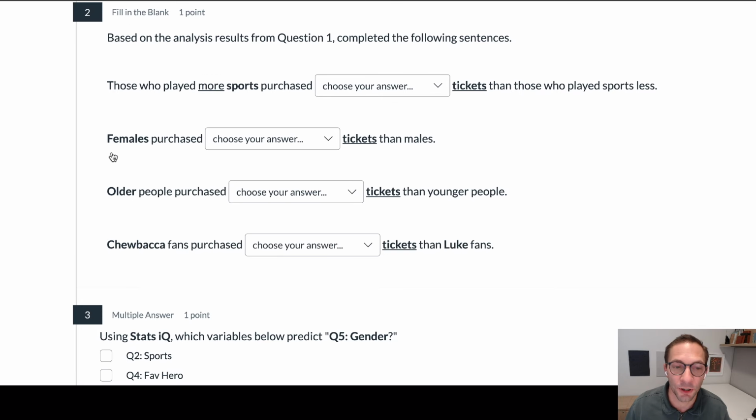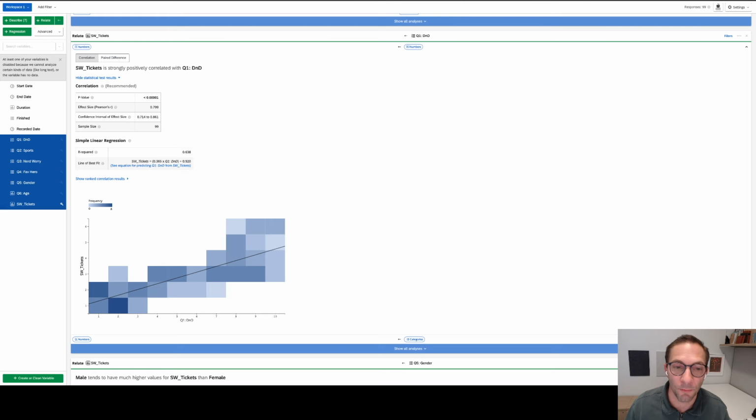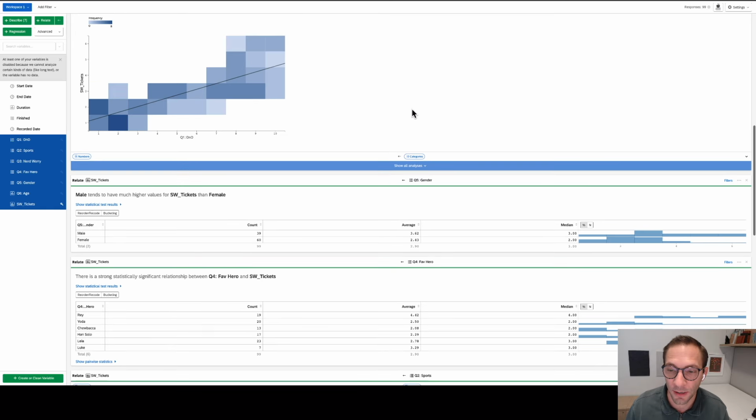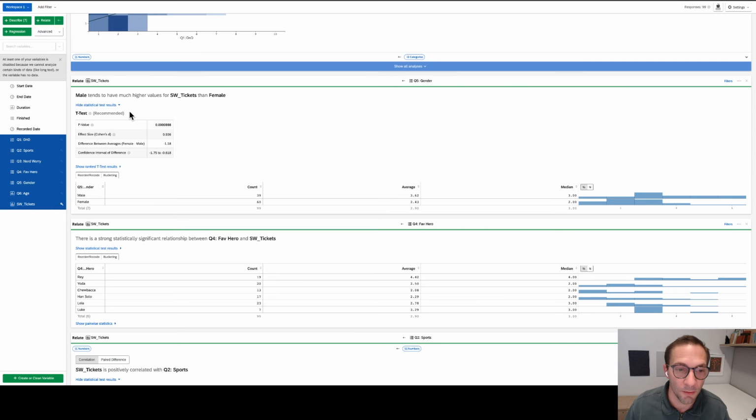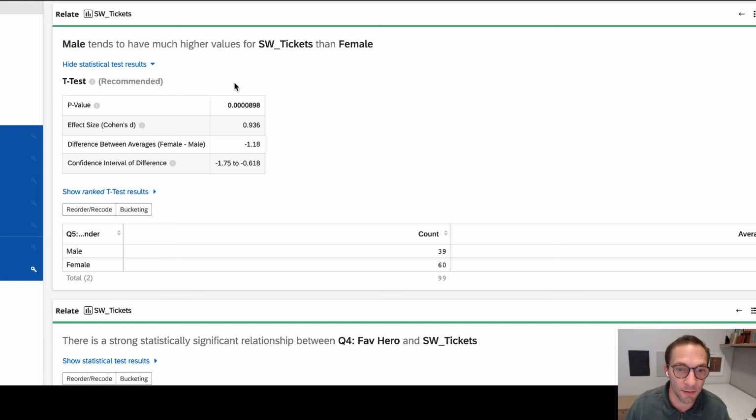Now let's pop over to this next sentence. Looks like we're dealing with gender here. Females purchase blank tickets than males. So, fewer, no difference, or more. If we pop over to Stats IQ, let's go to where we see gender, right here. This tells us there is a significant relationship. We can click here to see the p-value. P-value is 0.00000 something, so it's definitely below 0.05. So we have a significant relationship here.